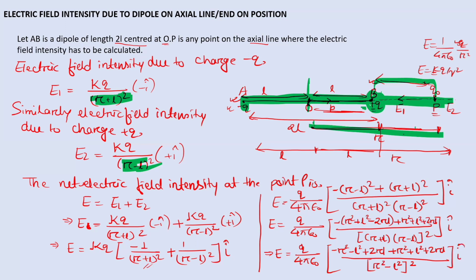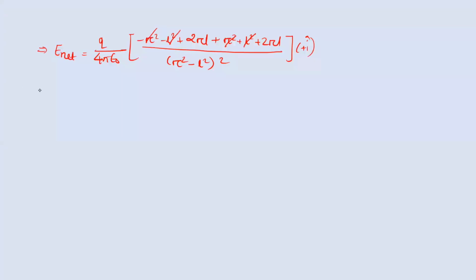Now, if you see here, this minus R square plus R square gets cancelled. This minus L square and plus L square gets cancelled. Clear? So this is what we got. E net is equal to Q by 4 pi epsilon naught. So 2RL and 2RL we will add, so we will get 4RL, and this is R square minus L square whole square with I cap outside.